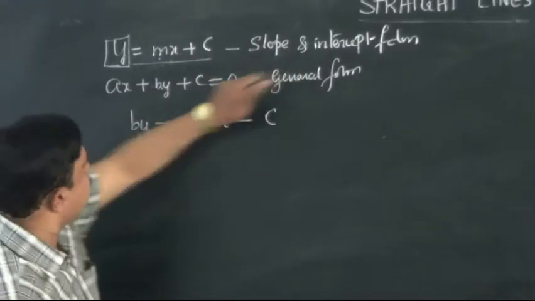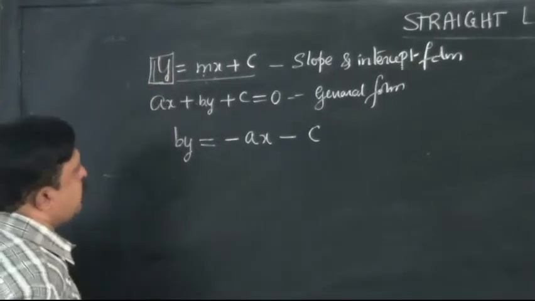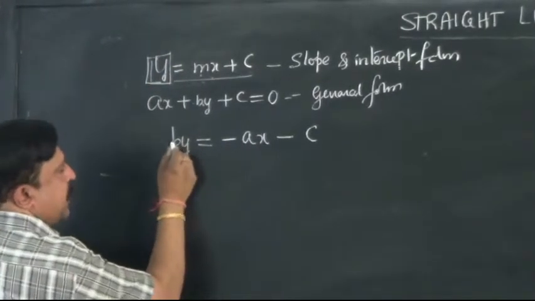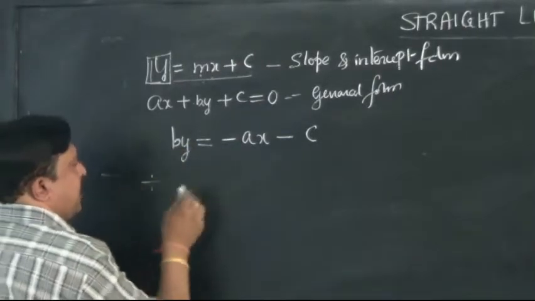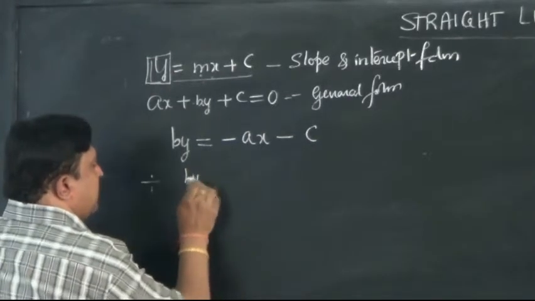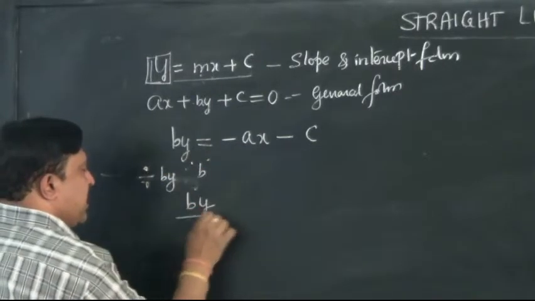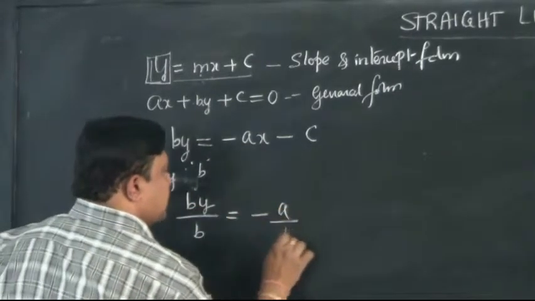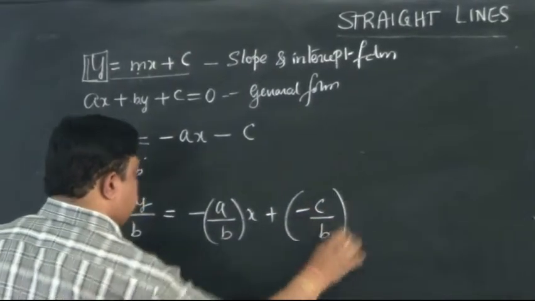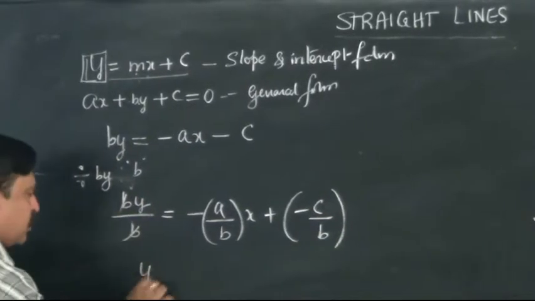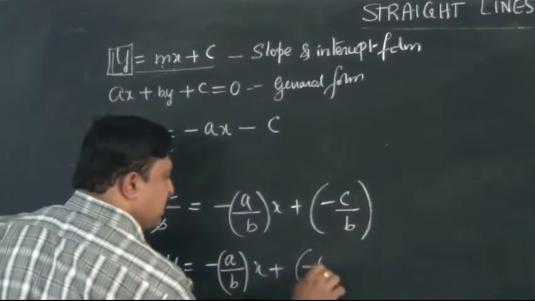But in slope and intercept form, the coefficient of y is 1. What do you see here? The coefficient of y is 1. But here the coefficient of y is not 1, it is b. You should make it 1. Therefore, divide all terms by b. by by b equals minus a by b into x plus minus c by b. Now b cancels. So y equals minus a by b into x plus minus c by b.